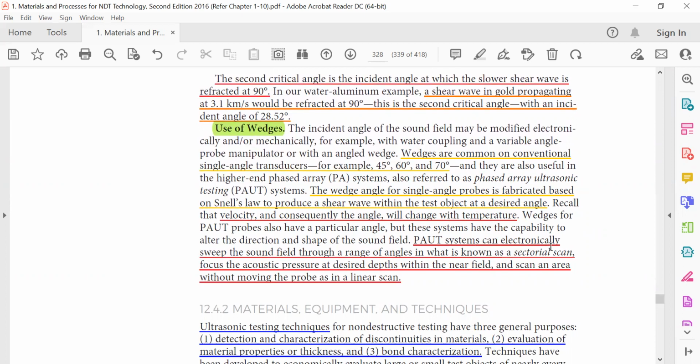A phased array system can electronically sweep the sound field through a range of angles in what is known as a sectorial scan. It can focus the acoustic pressure at desired depths within the near field and scan an area without moving the probe, as in a linear scan.